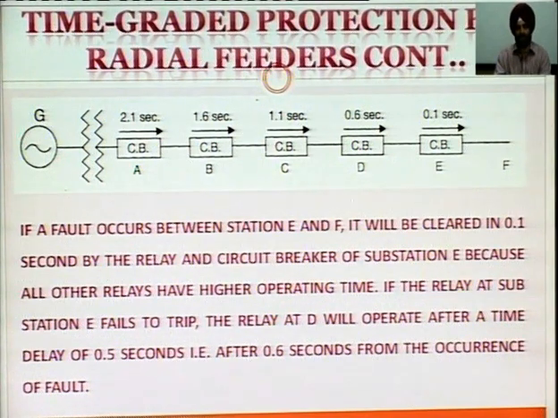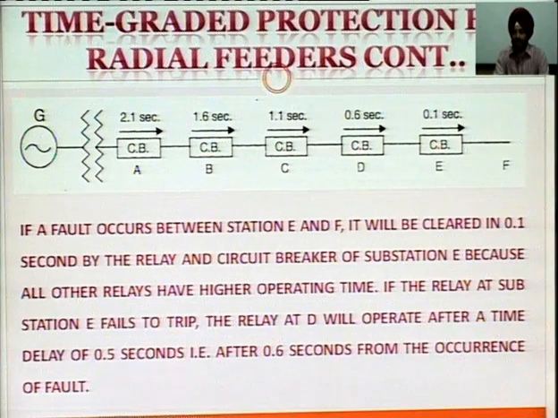The time of operation of this circuit breaker is 2.1 seconds. Next there is a feeder. After traveling some distance there is another circuit breaker B. The relay time of that circuit breaker is 1.6 seconds. The relay time of circuit breaker C is 1.1 seconds. The relay time of circuit breaker D is 0.6 seconds, and circuit breaker E will operate if the fault occurs, after 0.1 seconds. So this is time graded protection. This is known as time graded protection.